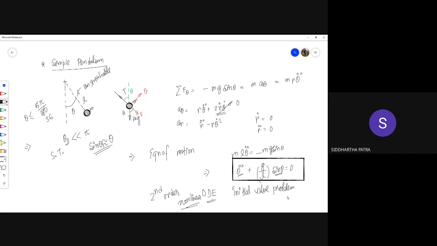Which basically means, to solve this equation, we would need initial conditions. For example, theta at t equals 0 is theta 0. And let's say, while released from that initial angle, it would start from rest. So theta dot at t equals 0 equals 0. Those are the initial conditions.